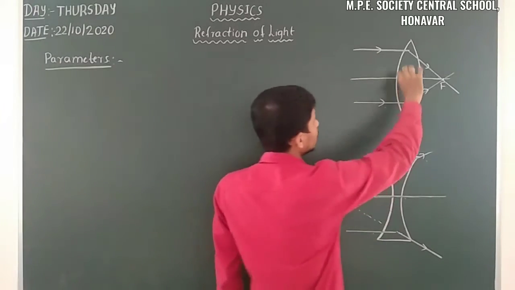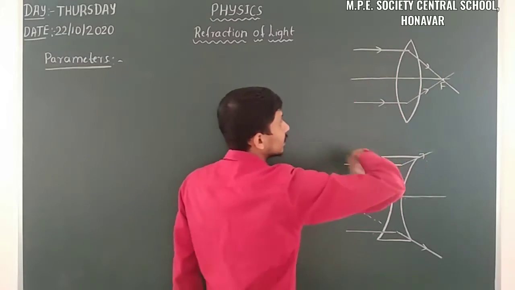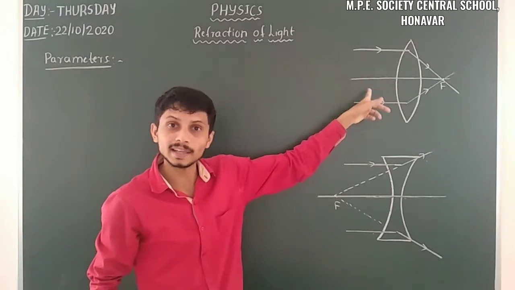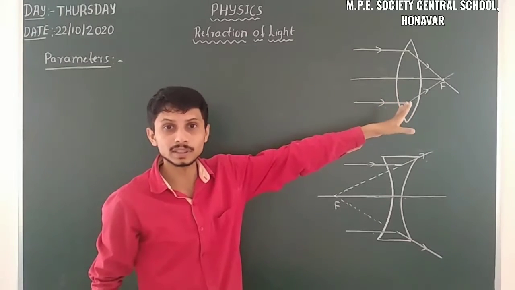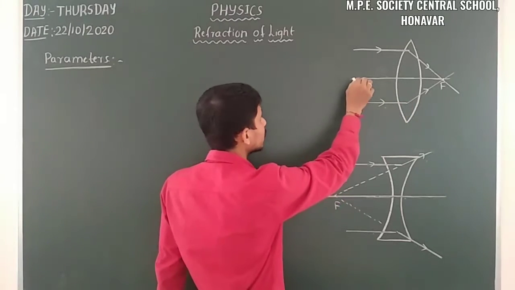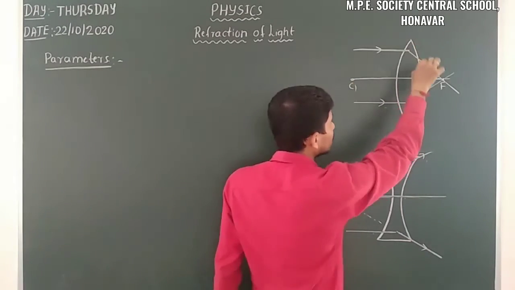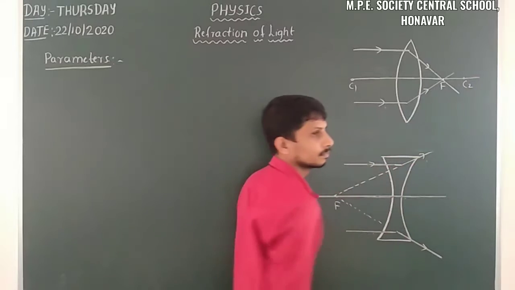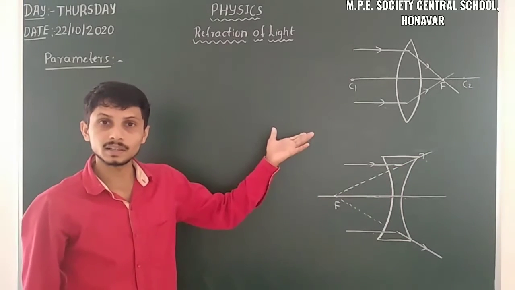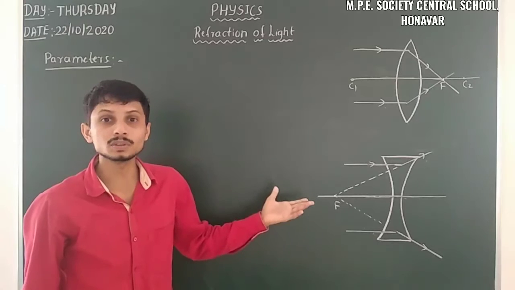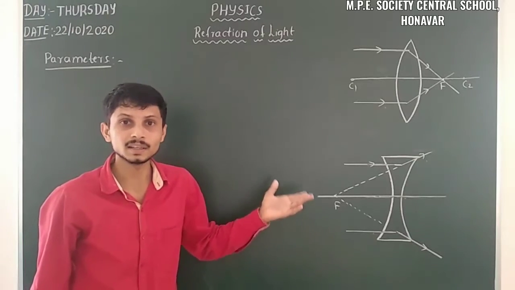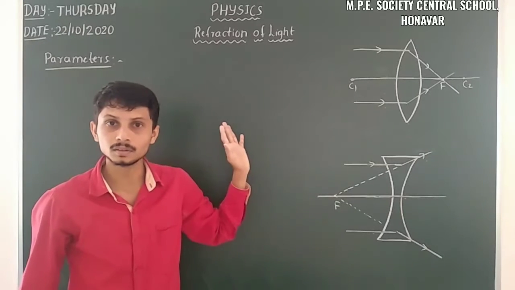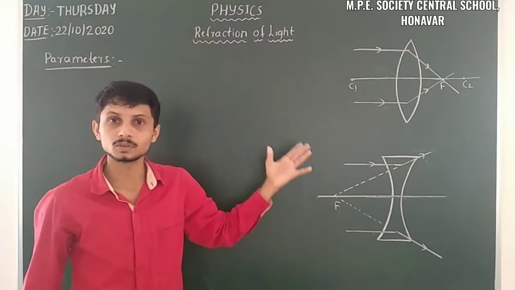That means when we extend a surface as a circle, the center of that circle lies on the principal axis. So here we have two centers of curvature. For example, here it is C1, and when we consider this as the first surface, here it is C2. That is, in lenses we can take two centers of curvature. The center of curvature is the center of a circle where the spherical surface is a part of that sphere. We know that one.